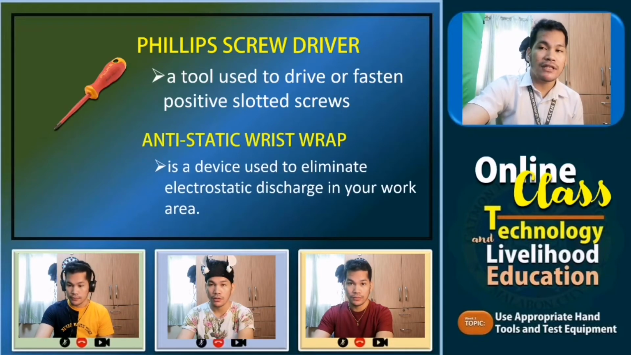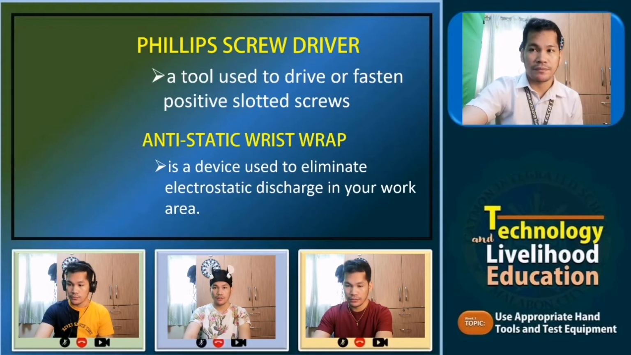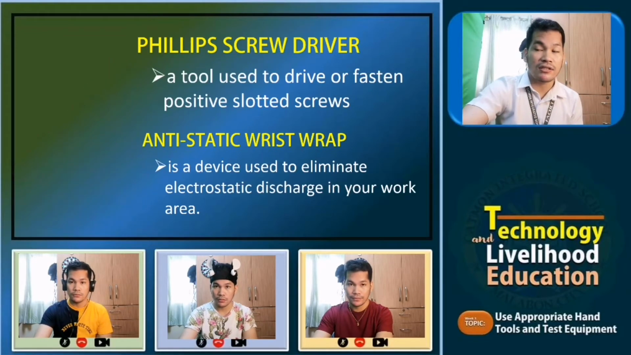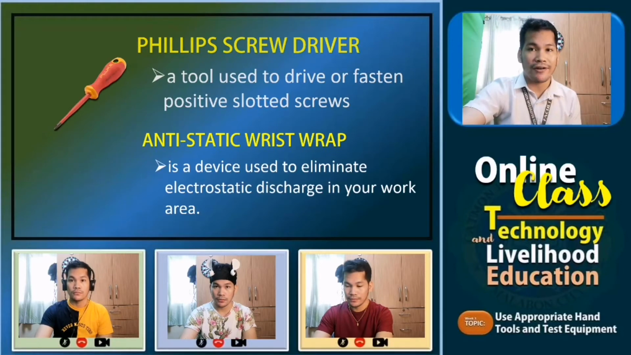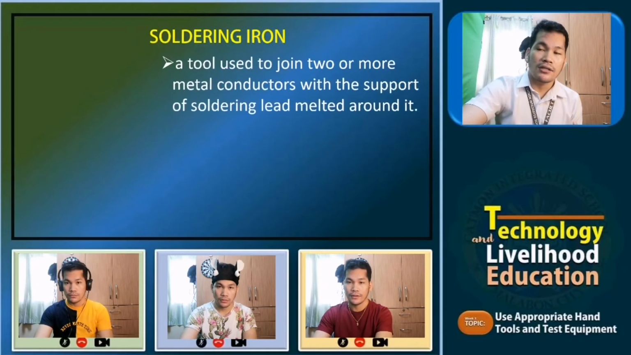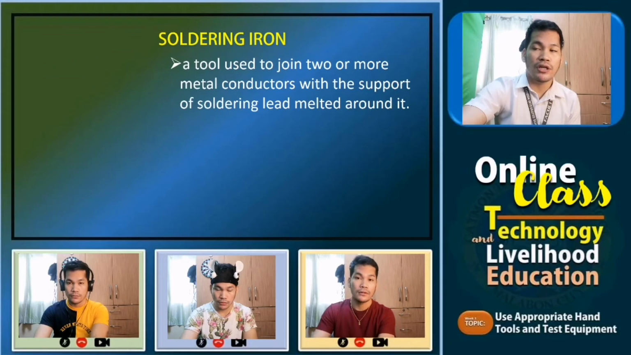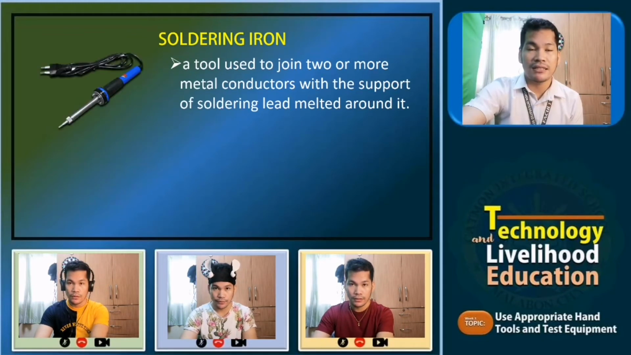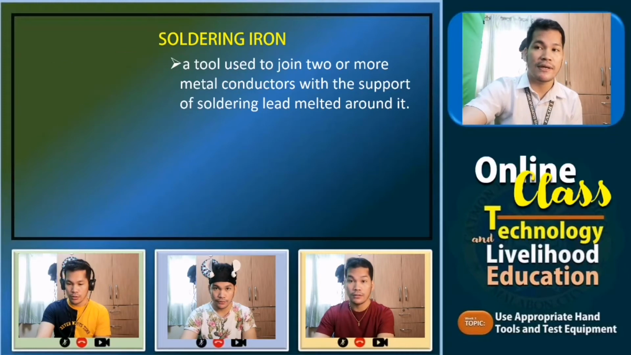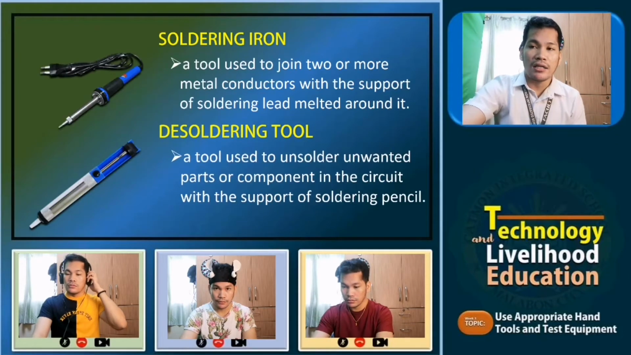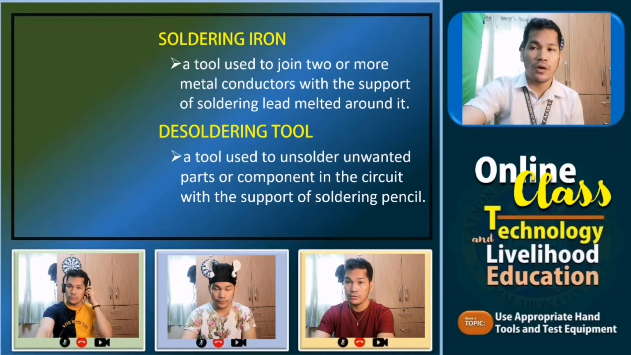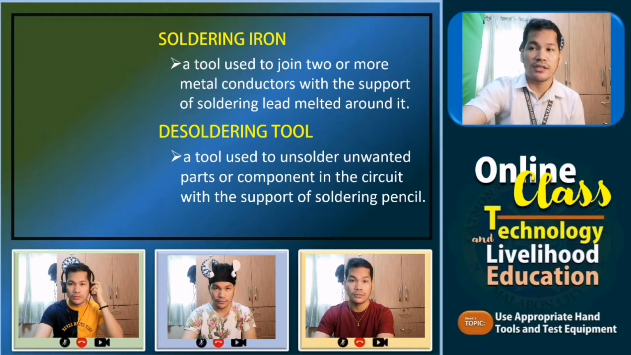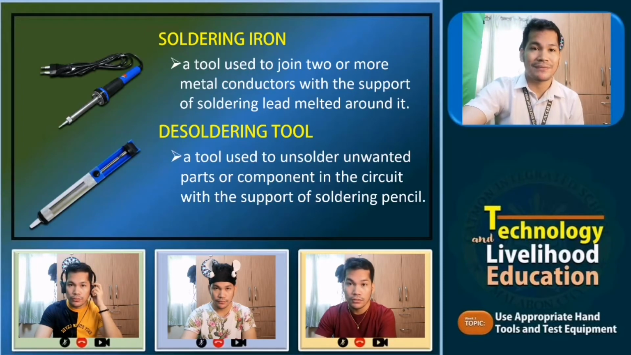And we also have the anti-static wrist strap. So this device is used to eliminate electrostatic discharge in your work area. Okay. Soldering iron, a tool used to join two or more metal conductors with the support of soldering lead melted around it. And we also have the desoldering tool, a tool used to unsolder unwanted parts or components in the circuit with the support of a soldering pencil.